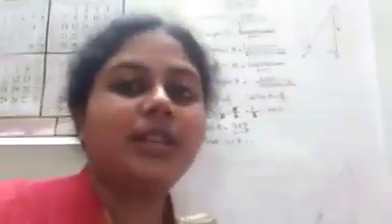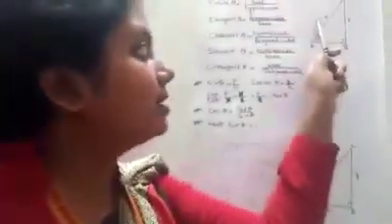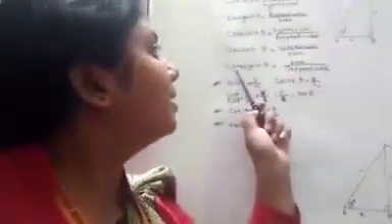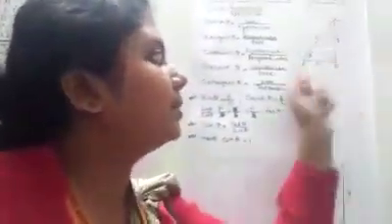Next, cosecant theta. It's hypotenuse by perpendicular, r by y. Cosecant theta we write as cosec theta. Next one, secant theta is hypotenuse by base, that means r by x. Secant theta we write as sec theta. Cotangent theta is base by perpendicular, that means x by y. Cotangent theta we write as cot theta.